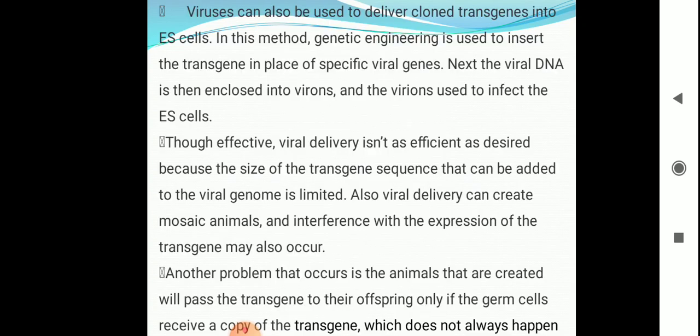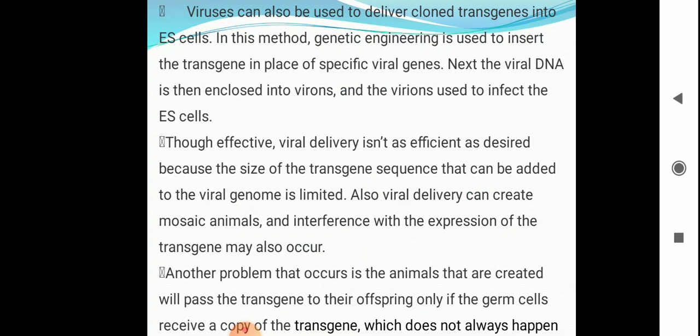In my next slide, I would like to show DNA and virus delivery. Viruses can also be used to deliver the cloned transgenes into the embryonic stem cells. In this method, genetic engineering is used to insert the transgene in place of specific viral genes. Viral genomes are very limited, so only a very small gene can be inserted. Next, the viral DNA is enclosed into the virion, and the virion is used to infect the embryonic cells. Though effective, viral delivery is not as efficient as desired because the size of the transgene sequence that can be added to the viral genome is very limited.